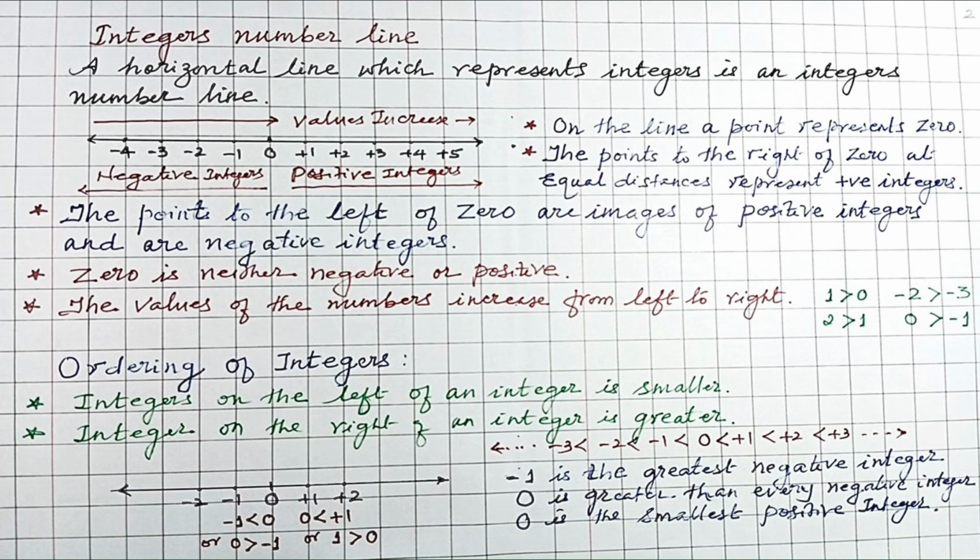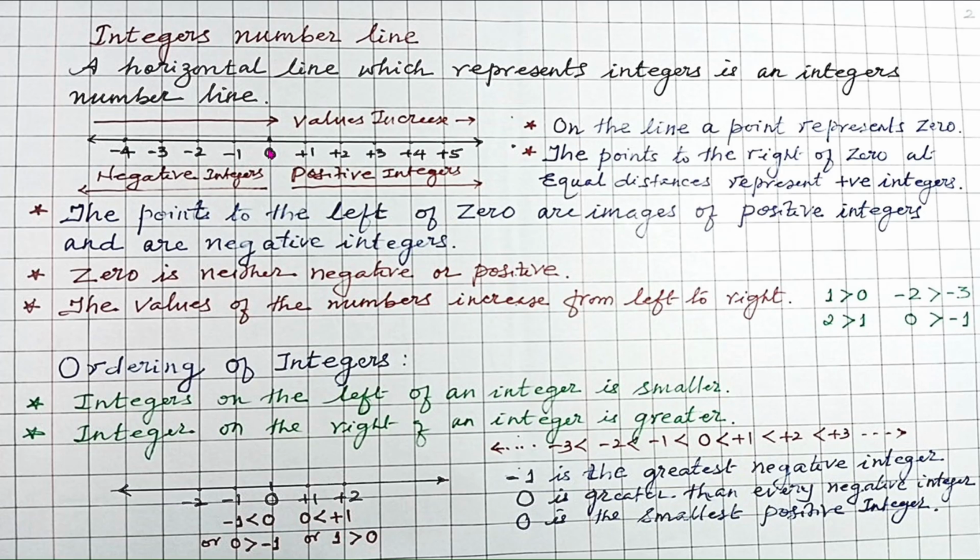Integers number line is the next thing we have to learn. Integers number line is a horizontal line which represents integers. It means we have a horizontal line on which we have marked the integers. On the line we have 0, which is represented by a point, and towards the right of 0 we have the positive integers which are placed at equal distances, and to the left of 0 we have negative integers which are again placed at equal distances. So we have positive integers on the right of 0 and negative integers on the left of 0. Remember that. Now 0 is neither negative nor positive. 0 has no sign.